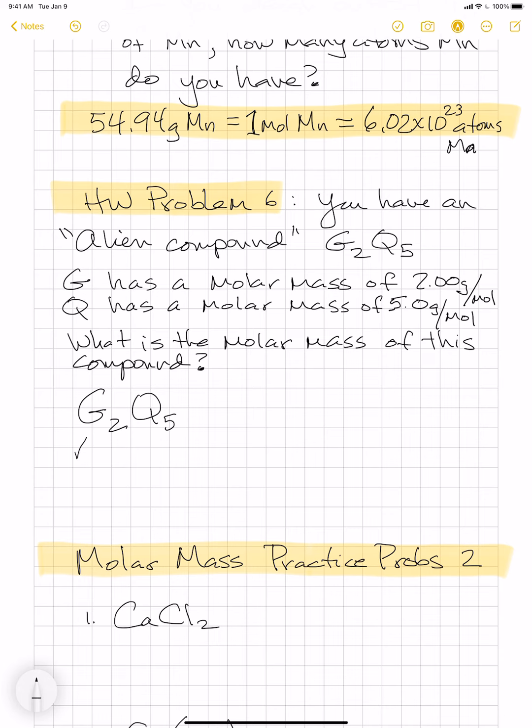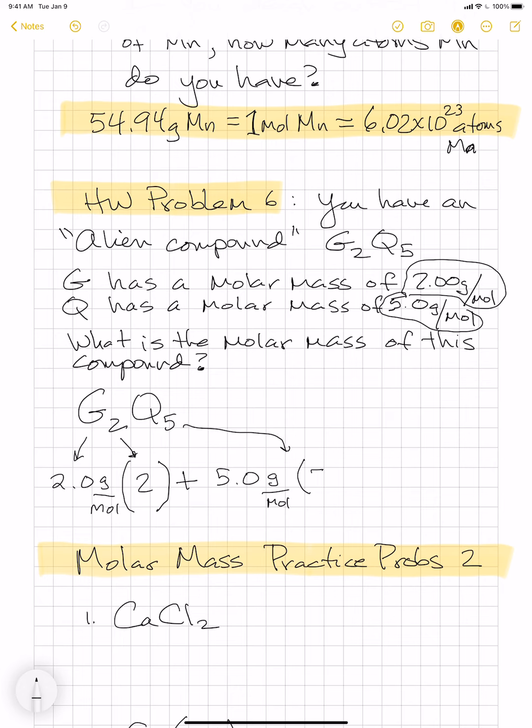So we know that the element G has a molar mass. It's given, look at that. It says that the molar mass is 2.0 grams per mole. So we're just going to write that down. 2.0 grams for every mole. That's easy. Now there's two of them, right? So we're going to multiply that times 2. You see that? And then we're going to add that to Q. Q is up here. It's got a molar mass of 5.0 grams for every mole. And there's 5 of them, okay? So there's 5, and there you go.